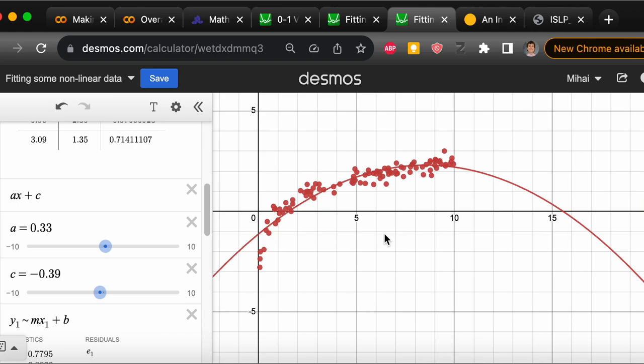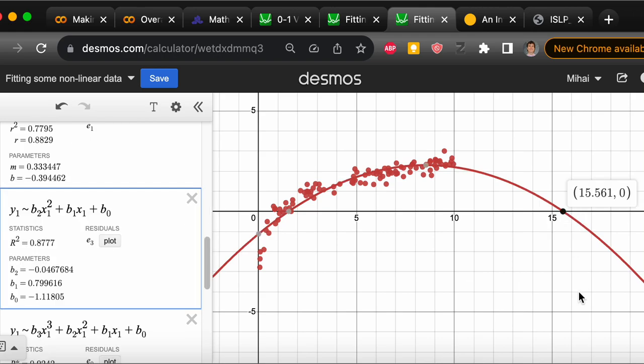So would you trust me if I said if x equals 16, I think the value is zero? I don't really trust that. So we're fitting very well. If you made sure to never do anything outside of this range from 0 to 10, then I think it's a good fit. But let's pretend we want to extrapolate and go further. Then this quadratic thing is not doing so well.